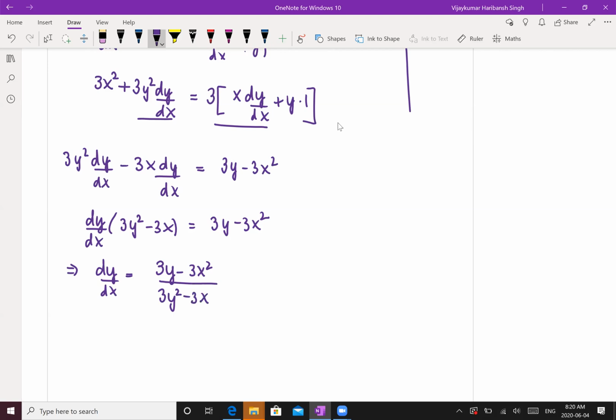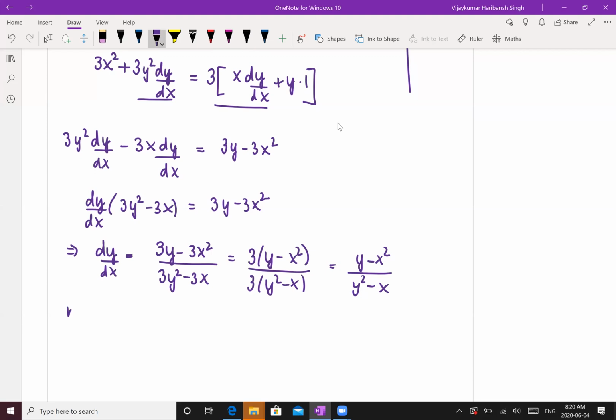You can pull 3 common from both numerator and denominator. So you have 3 times y minus x squared over 3 times y squared minus x. This 3 and this 3 can cancel off. We have y minus x squared upon y squared minus x. So this is your dy by dx.